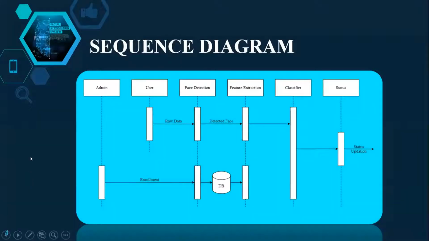Coming to the sequence diagram, there are two phases in the sequence diagram, admin phase and user phase. In the admin phase, admin enrolls the student information and stores it in the database. The user phase collects the raw data, preprocesses and detects the face using DNN, and later feature extraction is done. After the extraction, classification is done for the given image to check if it is the same image that is stored in the database, and later it updates to the status module.